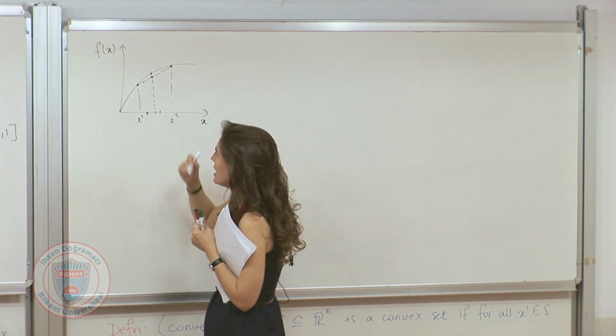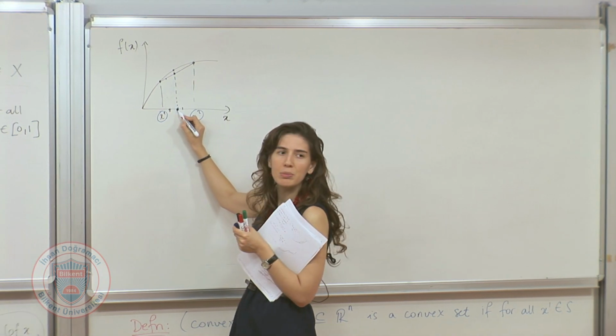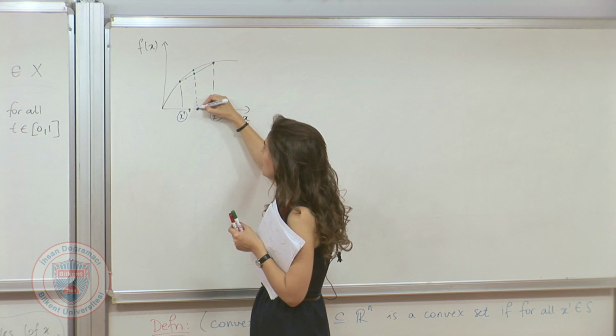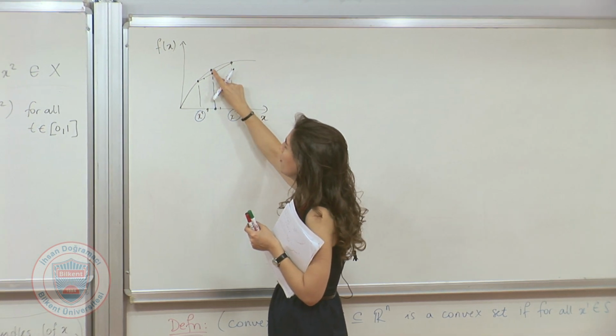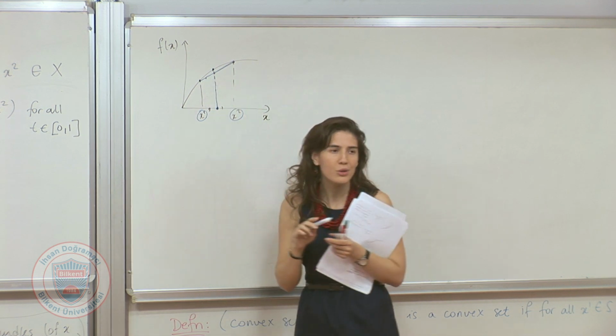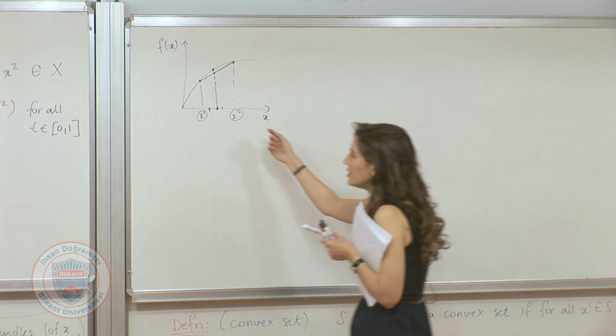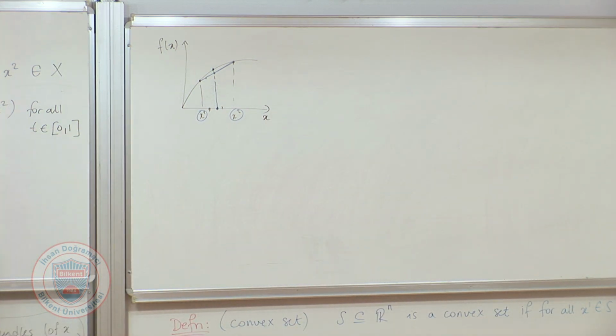You see that when I take their convex combination, some point in between here, I look at the value of that point. The value of that point would always lie above this line segment, which is the convex combination of the values, okay? So this is the concavity definition.